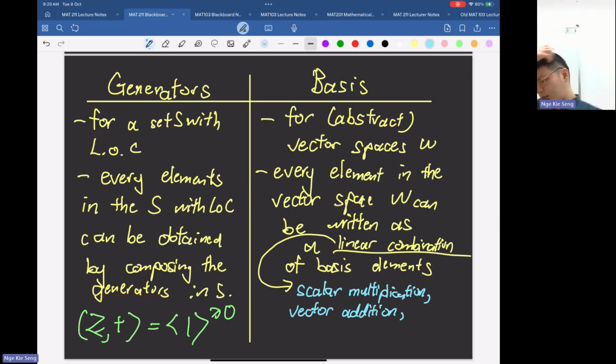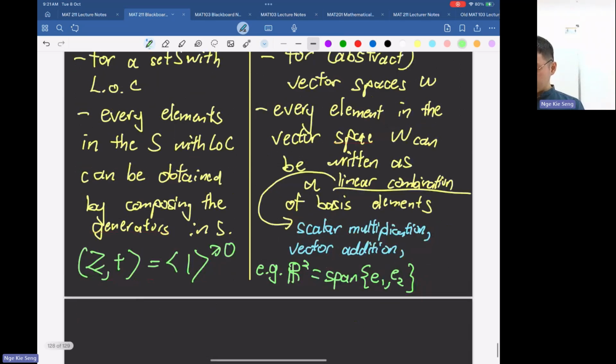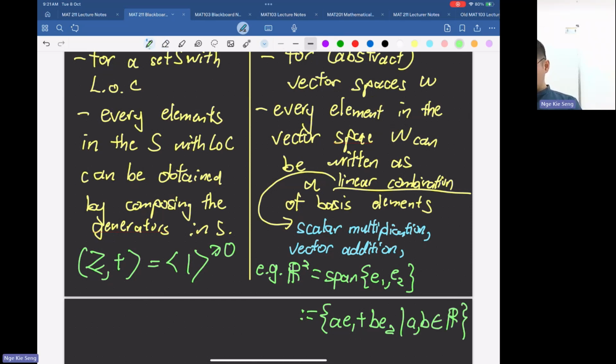So how do you write these? Let's recall the notation. We'll write that R2, for example, is the span of E1 and E2. So what does the span of E1 and E2 mean? There is a definition for this span. It is defined as a linear combination of all the things inside the bracket, which we call the basis, such that, where this A, B lies really depends on your scalar field.